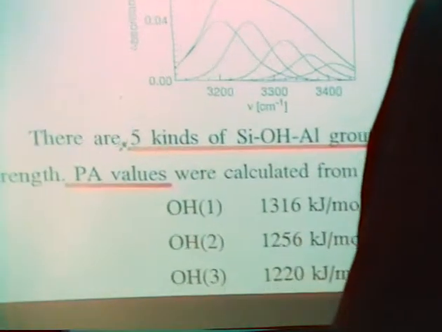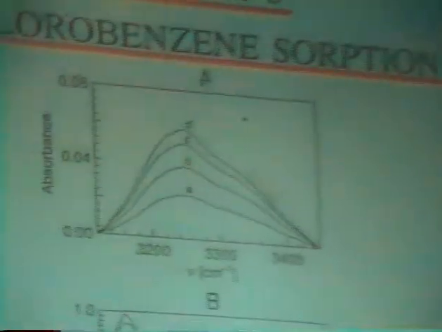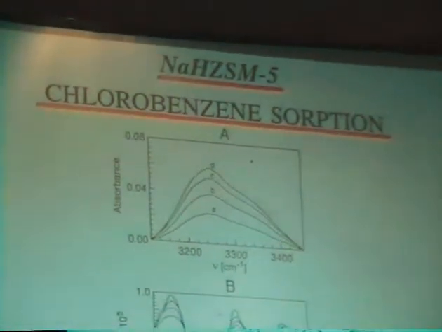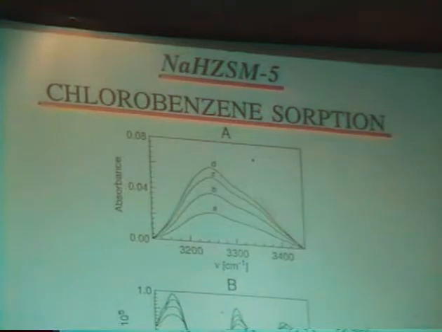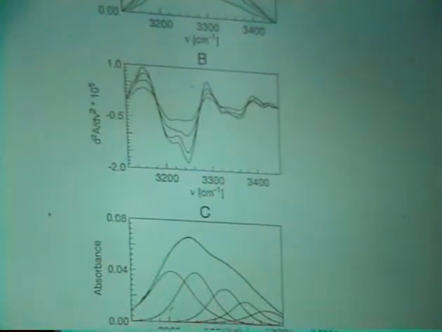We studied the heterogeneity of hydroxyl groups in ZSM5 zeolites, not only by the sorption of ethylene, but also by the sorption of other hydrocarbons. We used benzene, toluene, paraxylene, we used hexane and hexane, which interacts with hydroxyl groups by permanent dipole-induced dipole interaction. We used also chlorobenzene and fluorobenzene. In this picture, we have the results obtained with chlorobenzene sorption.